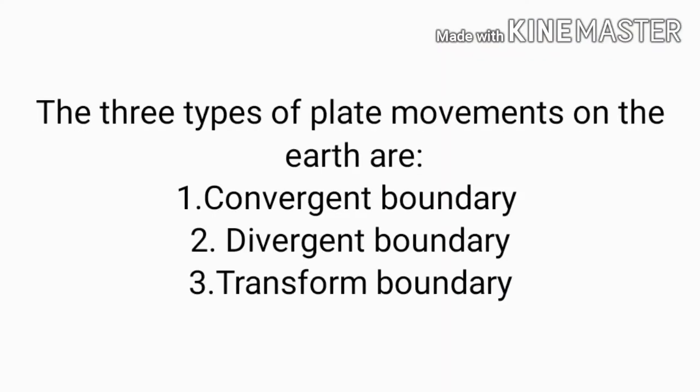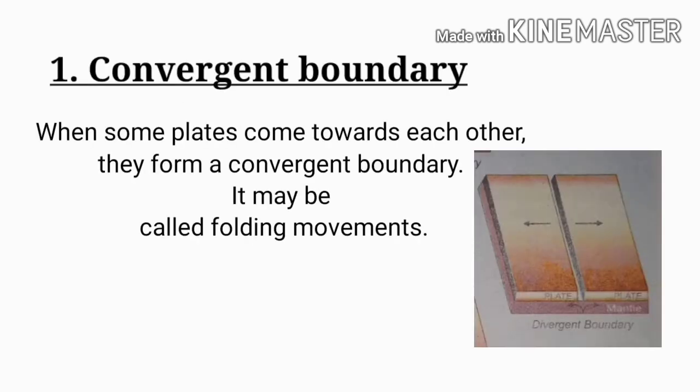Look at the screen. The 3 types of plate movements on the earth are: first one convergent boundary, second one divergent boundary and third one transform boundary. First one convergent boundary. When some plates come towards each other, they form a convergent boundary. It may be called folding movements. Can you see the convergent boundary?